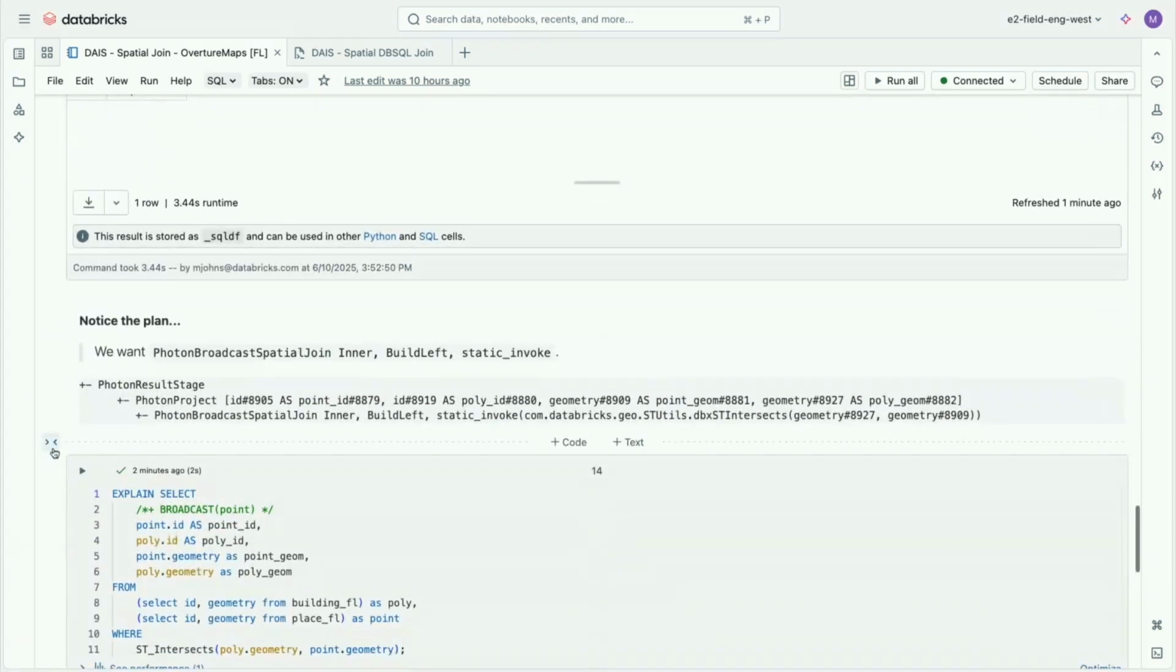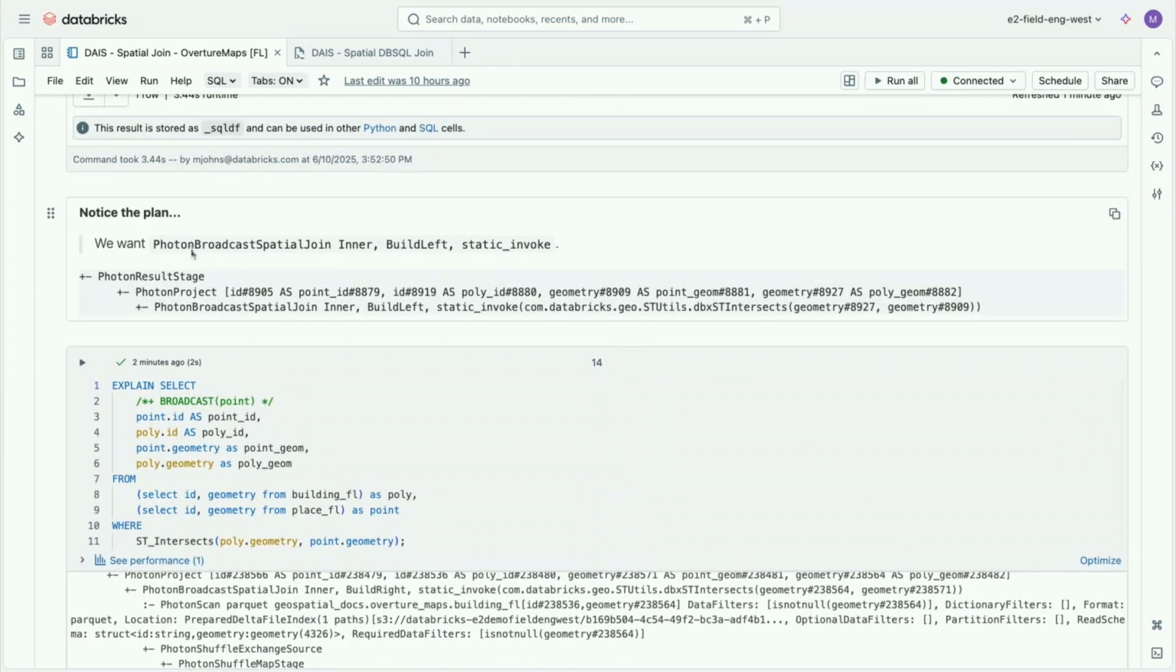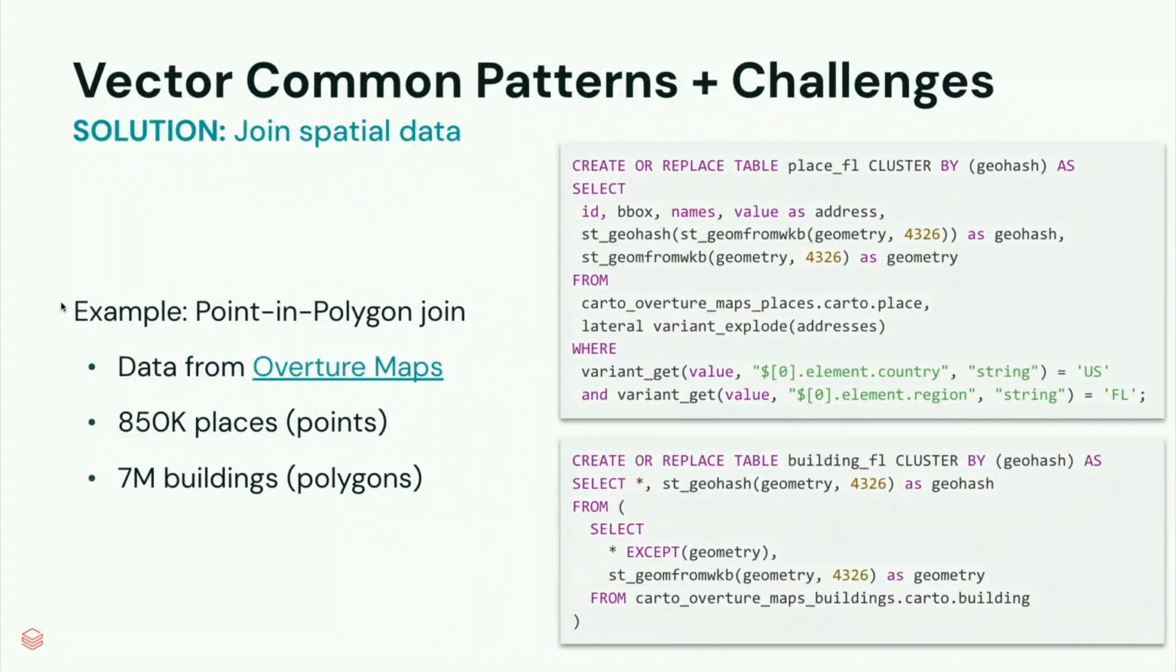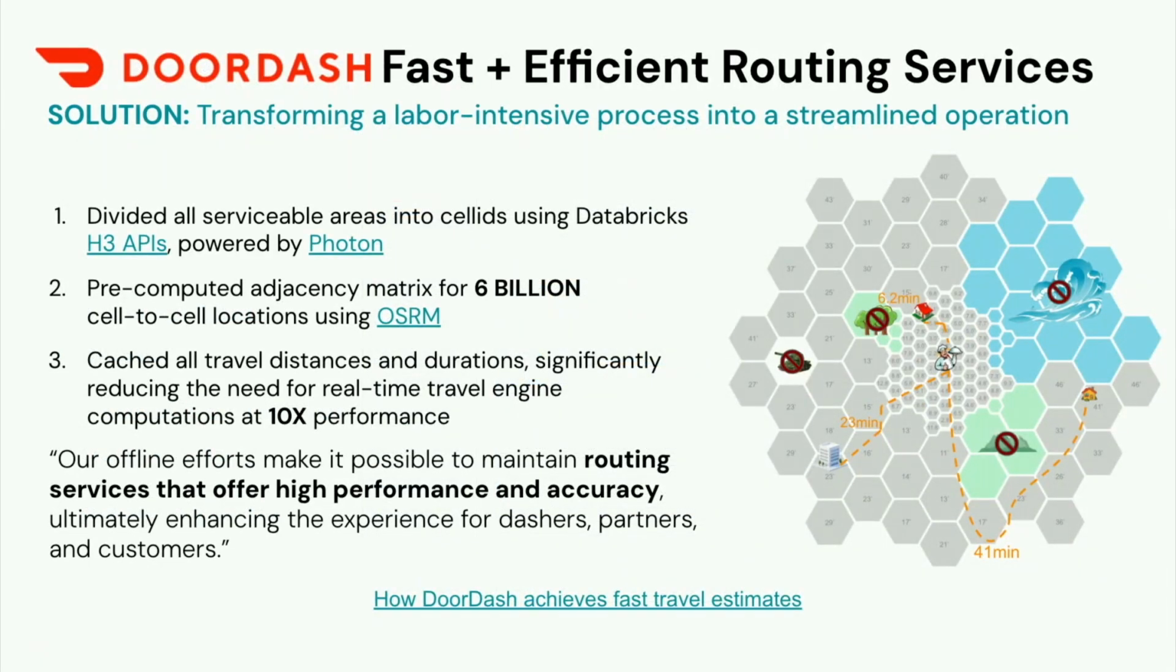Now, we could go further. I don't have time to get into it, but we could look deeper at the plan, and you'll see that we want this Photon broadcast spatial join to be what the planner came up with. So you can check your work with explain on your query just to make sure things are actually doing what you think. So let me go back now, and this just summarizes what we just went through, just in case something crashed or something on the internet.